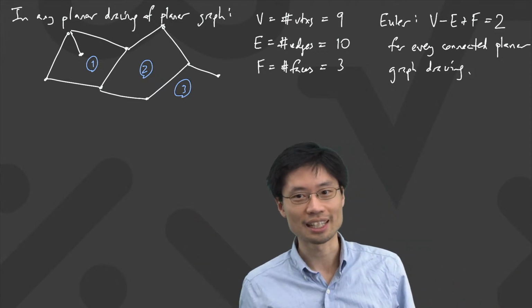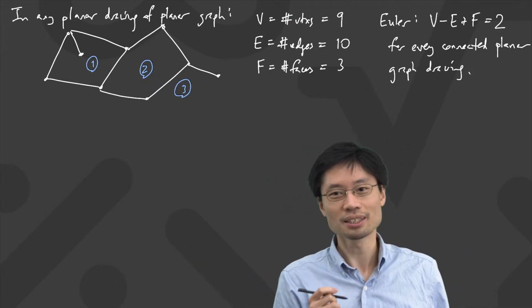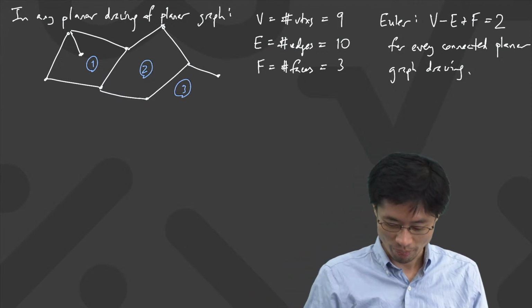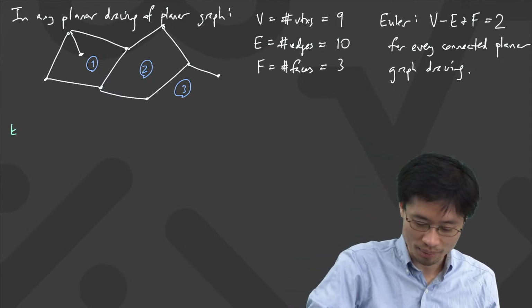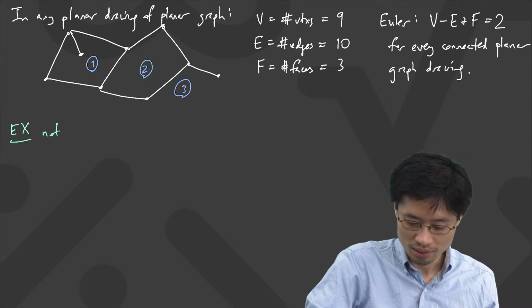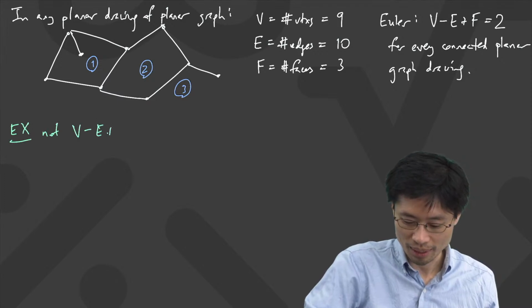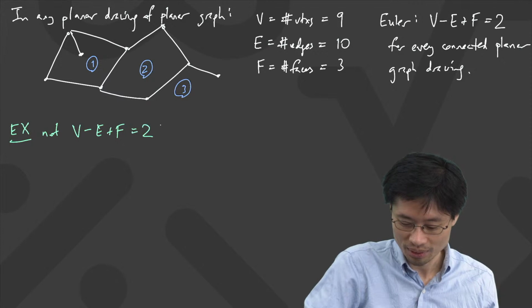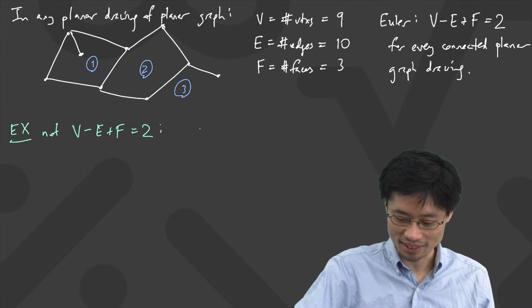And there's also this word connected. Why is there this word connected? Well, it's because it's just false if it's not a connected graph. So let me draw an example of something which is not V minus E plus F equals 2. That one's easy. Let's just draw 2 triangles.